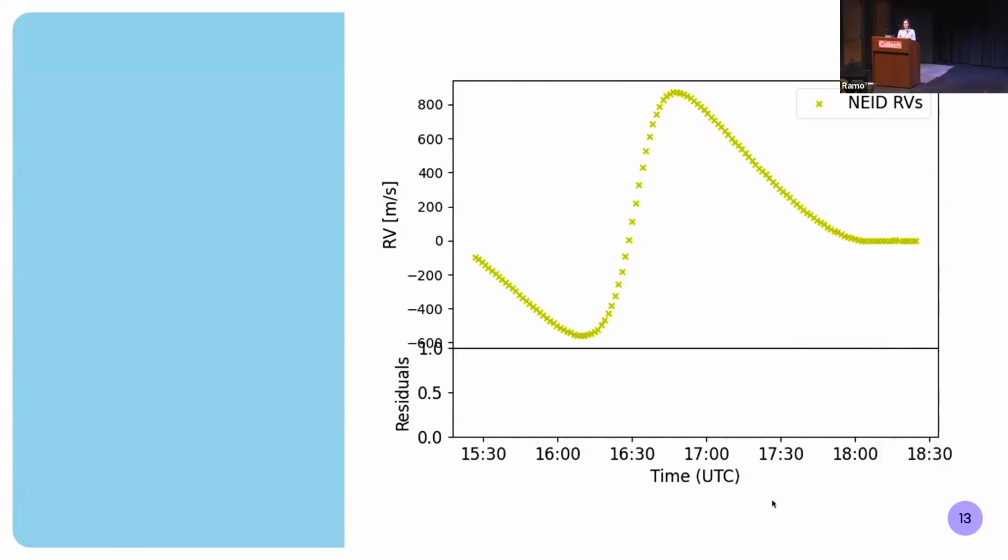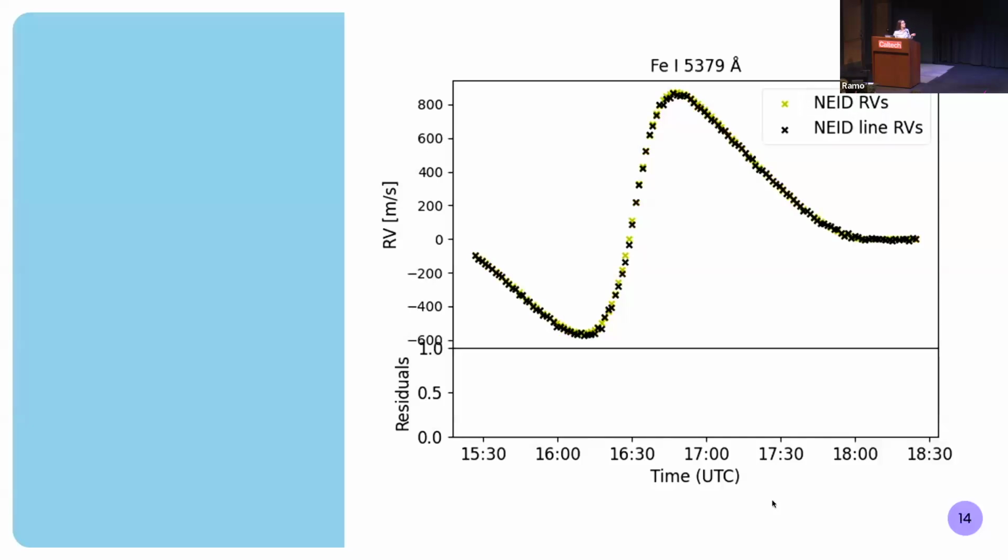So what I've done is I've taken the NEID spectra, and for each of the 22 GRASS lines, I've extracted those lines and performed an individual CCF on those lines. For the rest of this talk, I'm going to specifically be looking at the iron 15379 line, and here you see the individual line RVs. So moving forward, we'll look at these RVs.